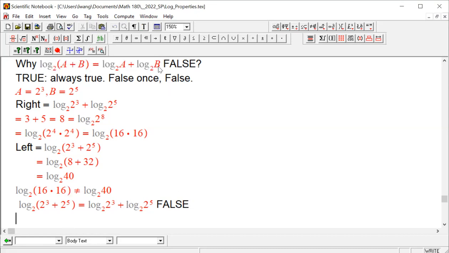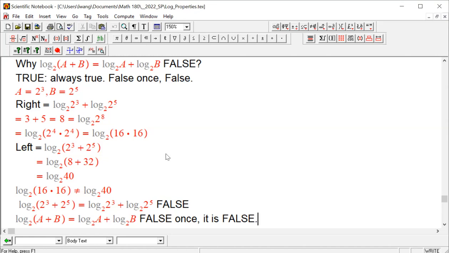So this identity, this statement, is false once, therefore it is false. That's the logic. There are many similar examples for sure, and this numerical example tells us it is false. So you cannot use it. We cannot use it, but unfortunately we see a lot of people using it.